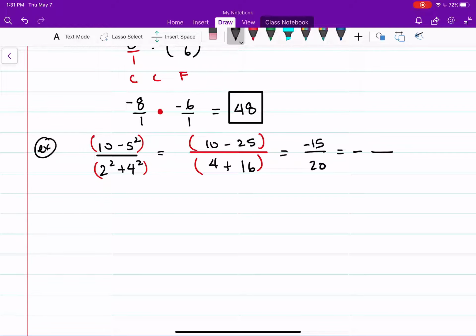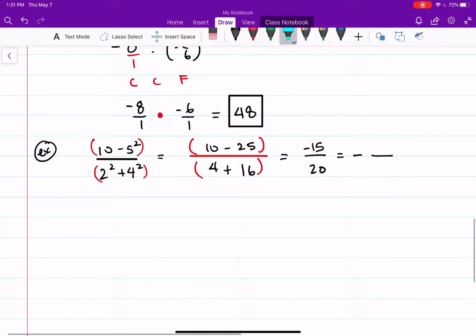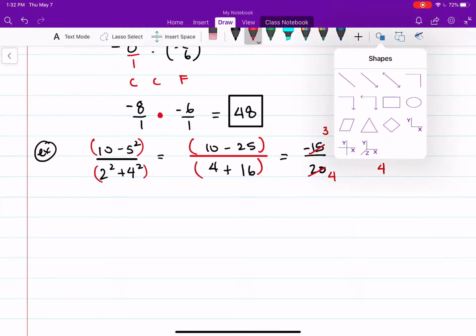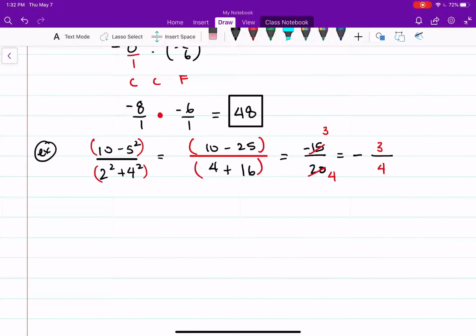All right, so the next question is, does anything go into 15 and 20? My first thought is 5. So 5 goes into 15 how many times? 3 times. 5 goes into 20 how many times? 4 times. So this is going to be a negative 3 over 4. And that will be my answer there. There we go.